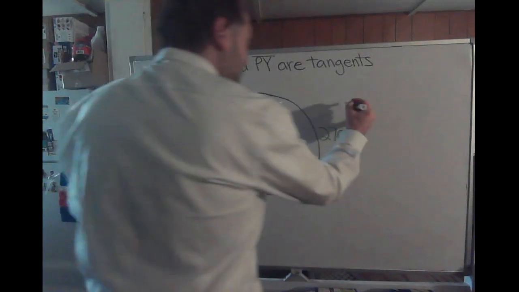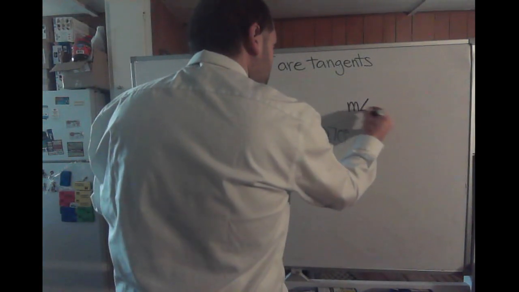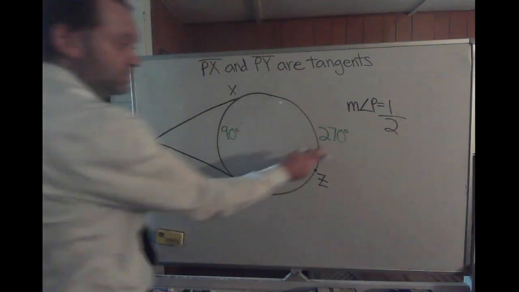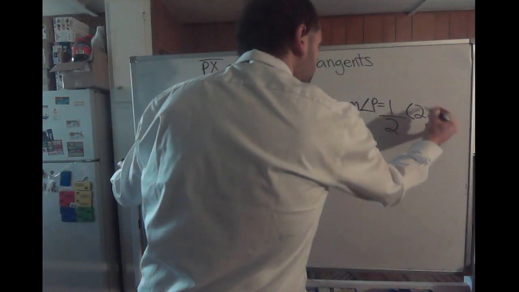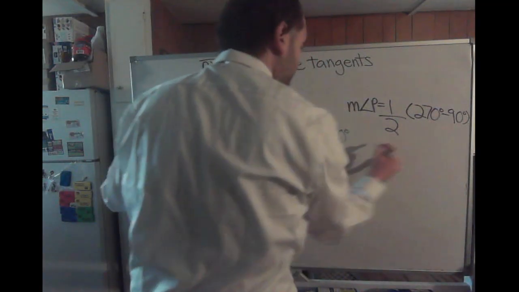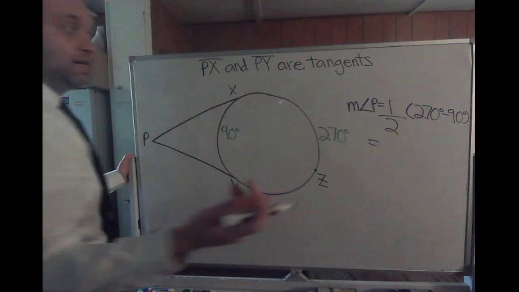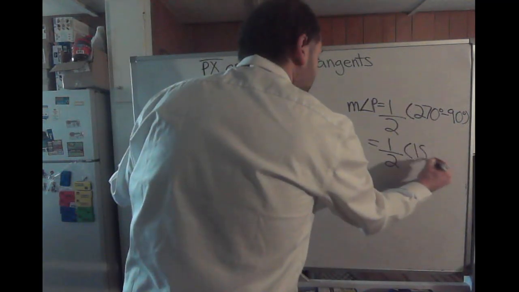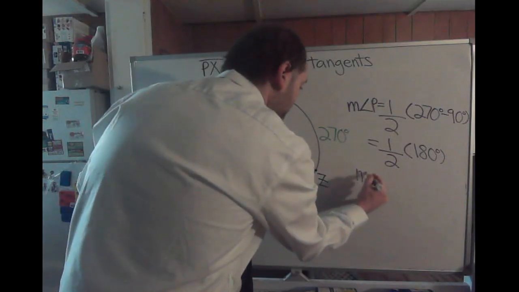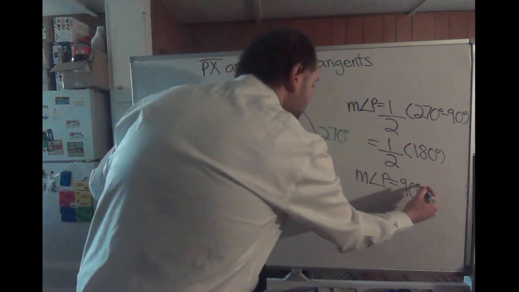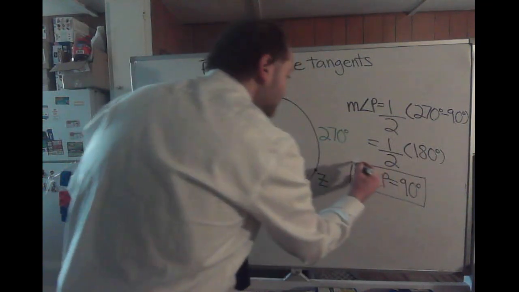The measure of angle P, once again, is equal to half the difference. This case would be of 270 degrees minus the 90 degrees, which 270 minus 90, that's 180, so that'd be half of 180 degrees. Half of 180 is 90. So the measure of angle P in this case would equal 90 degrees.